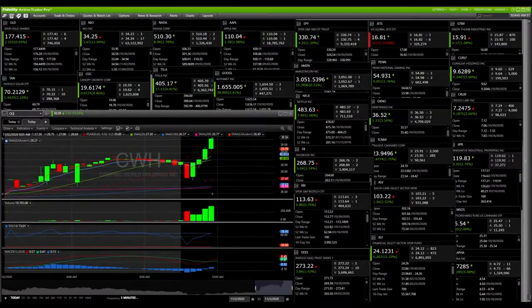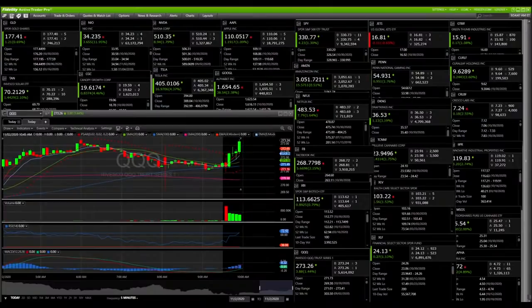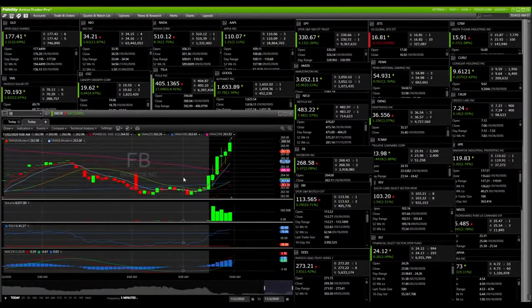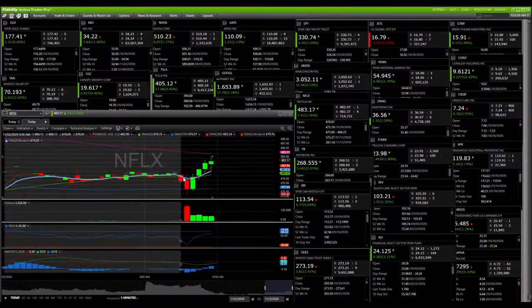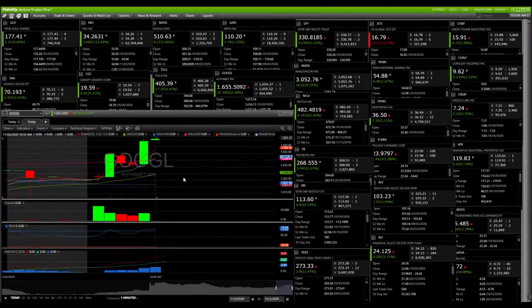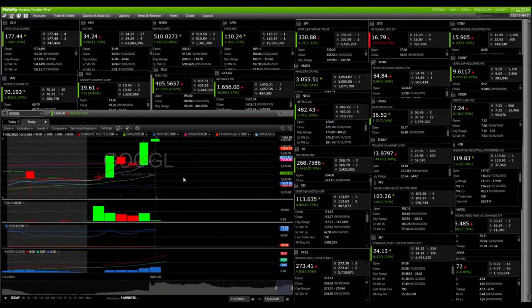So QQQ and the tech sector are leading the charge. Amazon is showing us a little bit of relative weakness, hitting a new low of the day, while Facebook is surging. Netflix is at a high of the day, and Apple's trying for a 5-minute bull flag. So Amazon is definitely standing out as much weaker on the 5-minute time frame versus all of its major tech sector peers.